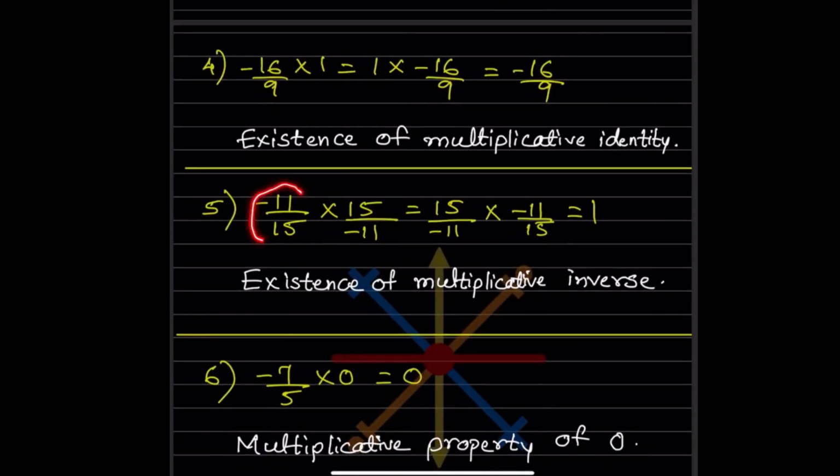Now what you can see, minus 11 by 15, and when you flip it over, this will be 15 by minus 11. Again, that is going to be the same, 15 by 11 into minus 11 by 15. So A into B is going to be into A, and when you flip over, that is the multiplicative inverse. You can see the inverse, right? So that is 1. So existence of multiplicative inverse.